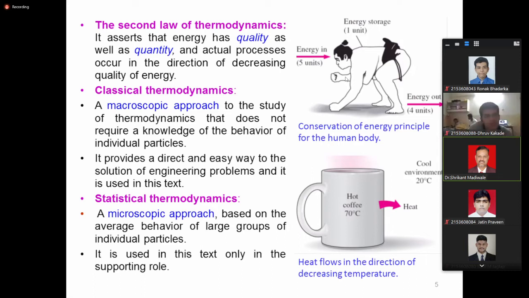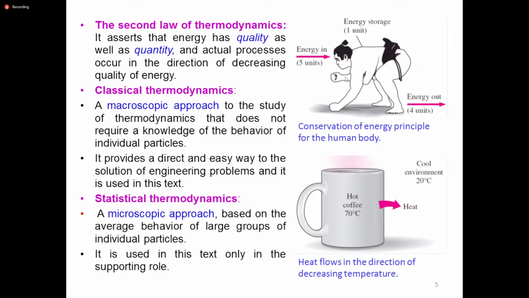At the same time, if you want to drop down the temperature of any room, we need to employ the air conditioner or blower, so that there should be a drop in temperature. So this direction is very important. If you don't know the direction, it will take infinite time period.